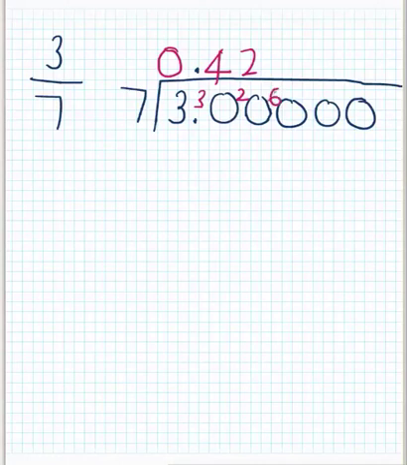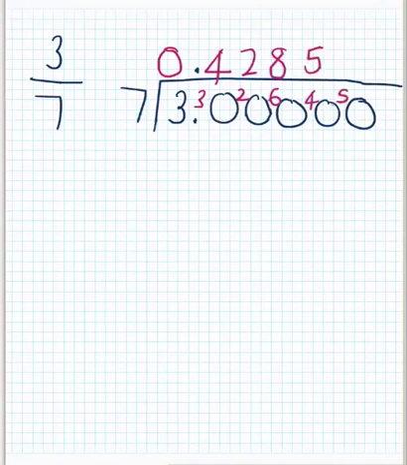7 into 60. Well, I know 7 times 8 is 56, so that can fit in 8 times. And the remainder will be 4. 7 into 40. Now, is there a pattern appearing yet? Do we see numbers repeating themselves? No, so we'll keep going. 7 into 40. Well, I know 7 times 5 is 35, so it can fit 5 times, and the remainder is 5.